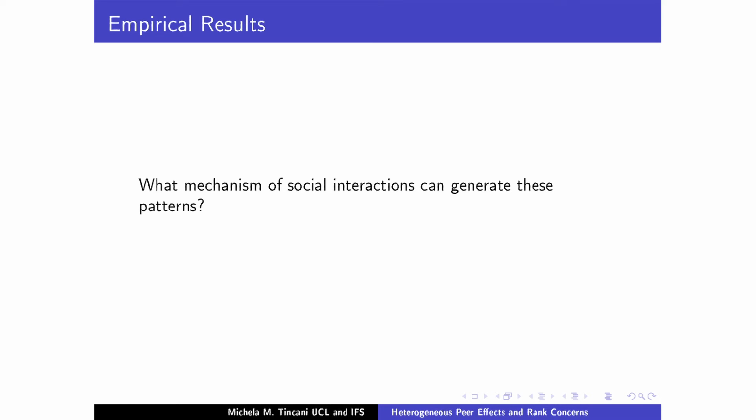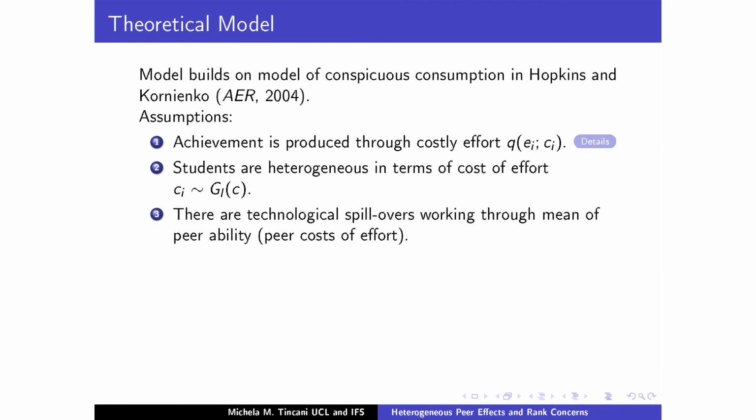So why is that? I have an answer. It turns out the theoretical model can explain them in a very simple way. The model is not a theoretical contribution. I don't want to claim it is, but it's actually an application of a theoretical paper on conspicuous consumption. I just adapt their model to the case of test score production.